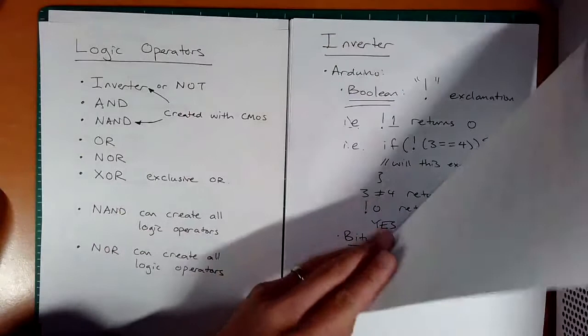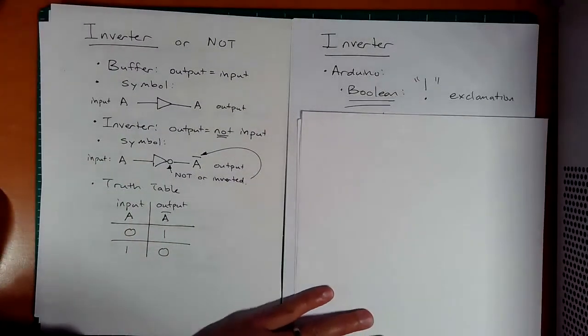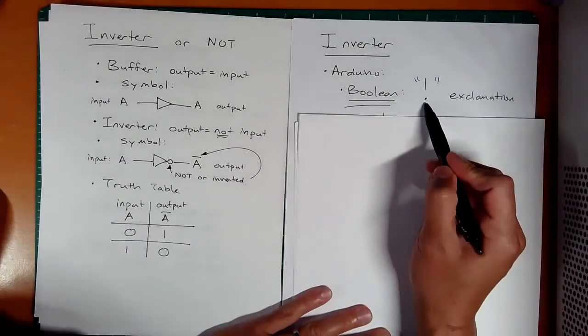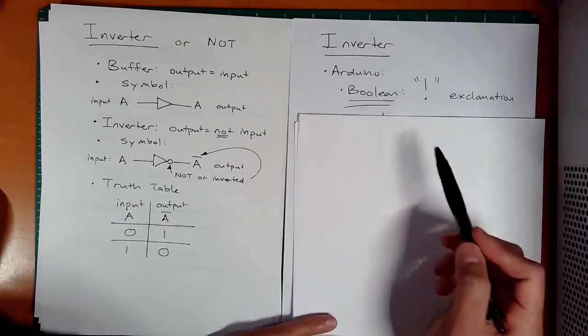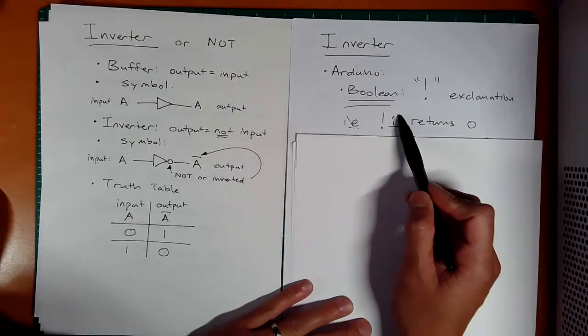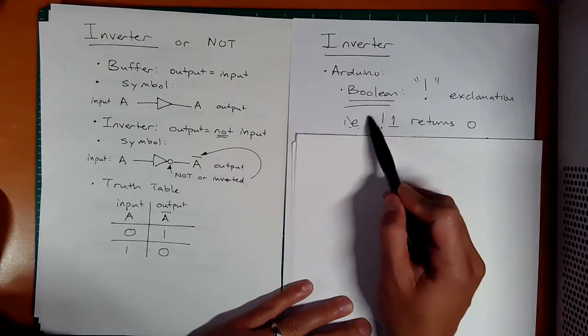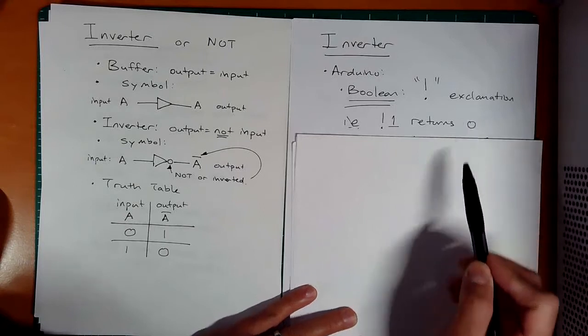Now, let's say we wanted to implement it in Arduino or a microcontroller. What you'll use is the exclamation key if you're operating on a Boolean variable. Remember, Boolean is like a 1 or 0. So, for example, if you have the line of code exclamation point 1, that's going to return the value 0.